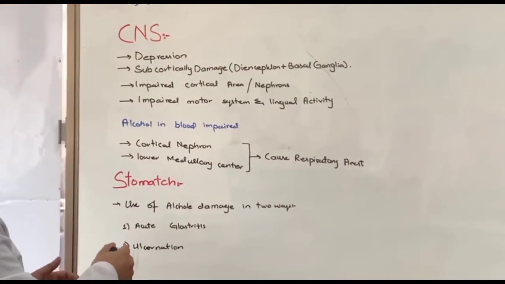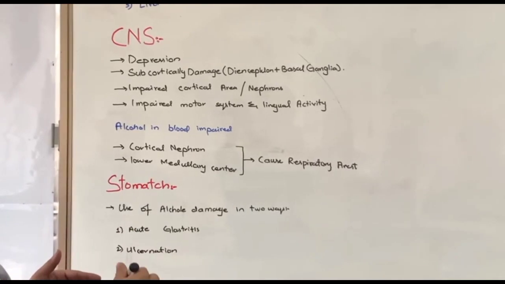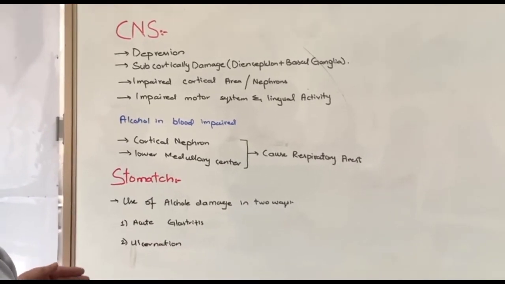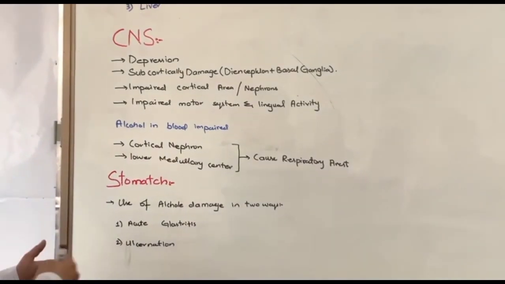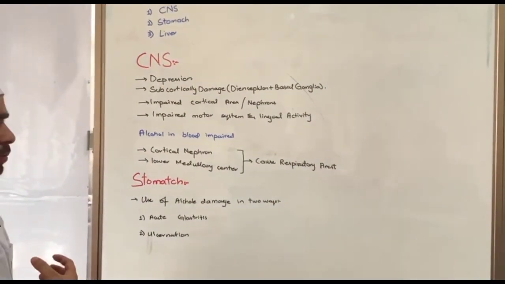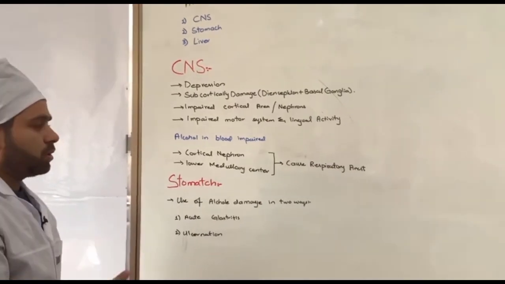Now we go to the stomach. Use of alcohol damages the stomach in two ways: acute gastritis or ulceration. Ulceration means burning in the stomach, etc.